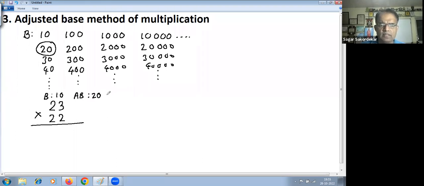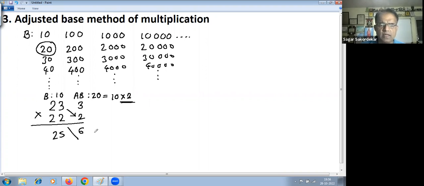Now, whenever you take an adjusted base, you have to find its relation with the main base. The main base is 10 here. So 10 multiplied by 2 gives you 20. This is called the relation of the adjusted base with the main base. Next, find the difference. 23 minus 20 is 3. 22 minus 20 is 2. Put the line to separate the left hand side and right hand side. As you know, on the right hand side you just have to multiply these differences. 3 into 2 is 6. The base has got one 0, so one digit is correct here. Cross addition: 23 plus 2 is 25.